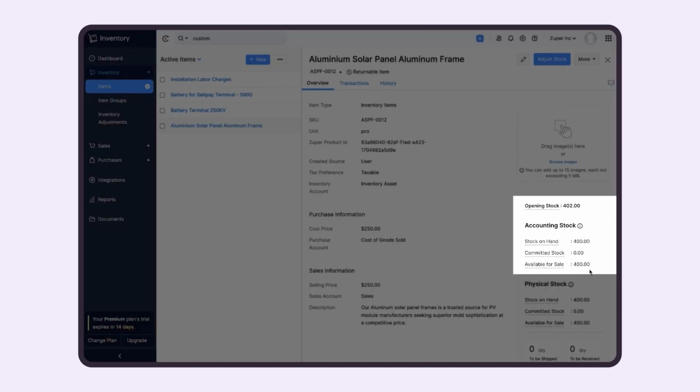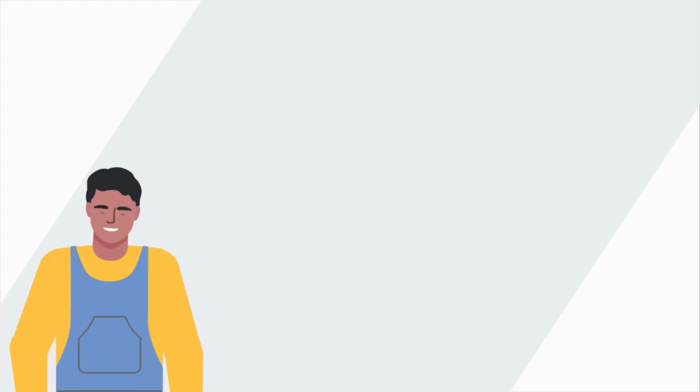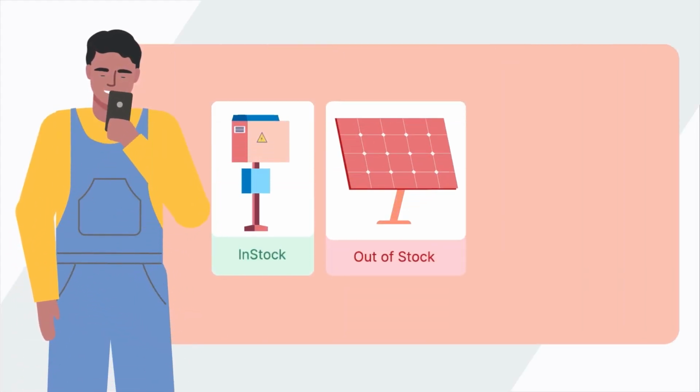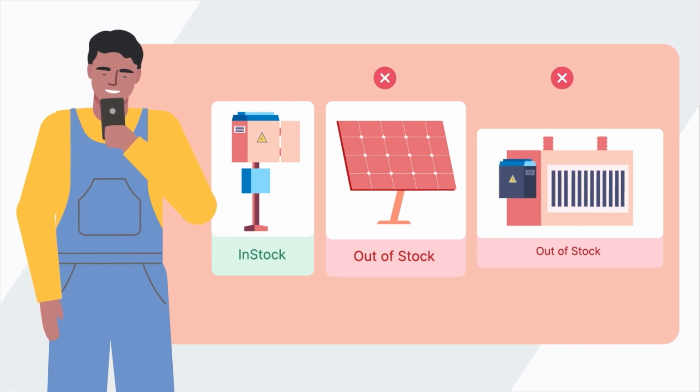On the right, you can clearly see that the opening stock was 402, and now that the invoice is paid, the stock on hand is 400. This way you can monitor the stock levels, track the consumption of materials, and quickly reorder them if necessary.